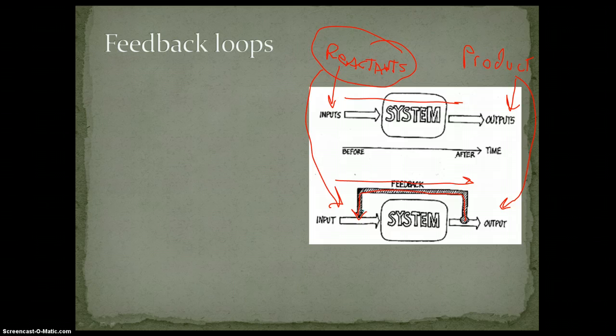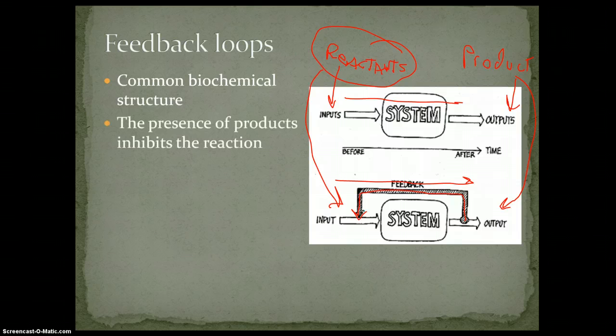If you think about it, it's almost genius. You make too much of it, it starts to stop the reaction. You have too little, the reaction speeds up again. So the speed of the reaction, the amount the reaction occurs, is entirely dependent upon how much product is available. Now, this sort of style of feedback loop is used regularly in biochemical reactions.